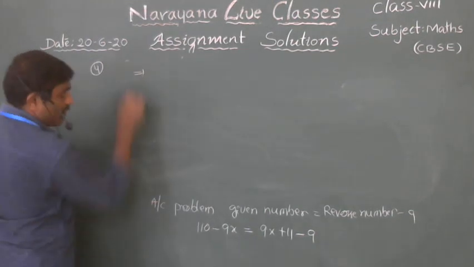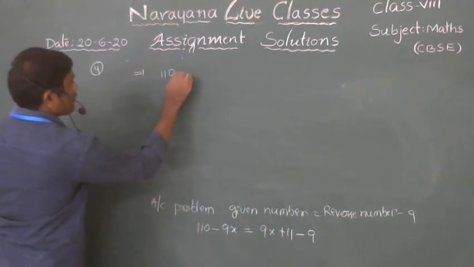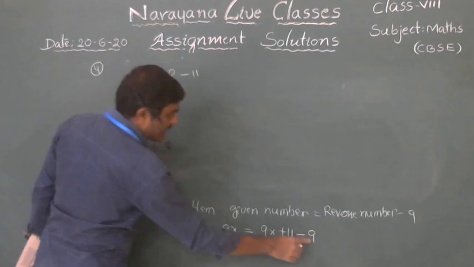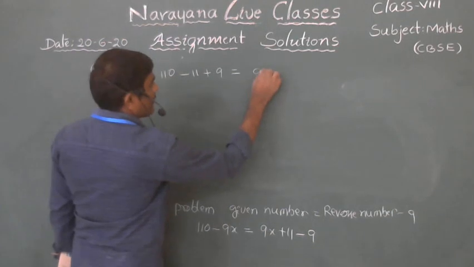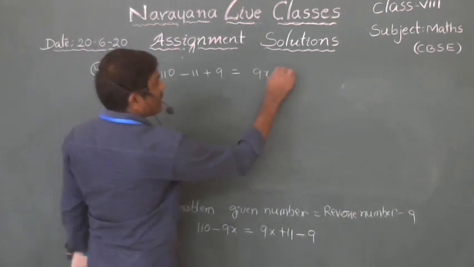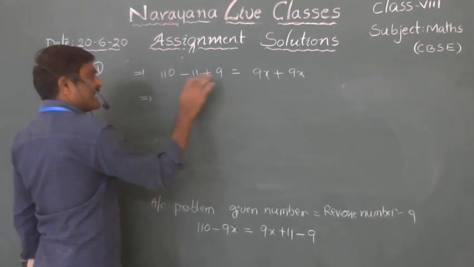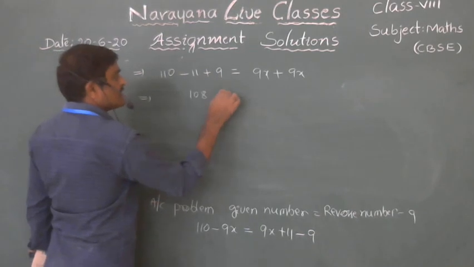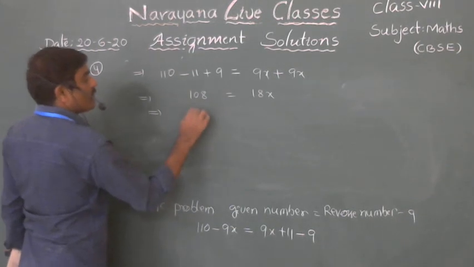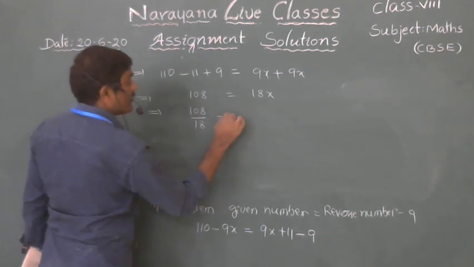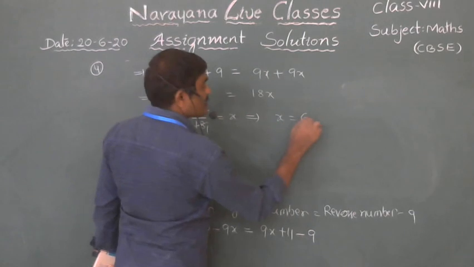So all the variables will be transferred to one side. 110, this plus 11 will be transferred as minus 11, and this minus 9 will be transferred to the left side as plus 9. The right hand side has 9x, and this minus 9x will be transferred to the right side as plus 9x. So 110 minus 11 is 99, 99 plus 9 is 108, equal to 9x plus 9x, 18x. So 18 will be transferred to the left side. 108 by 18 is equal to x. 18 sixes are 108. That implies x is equal to 6.